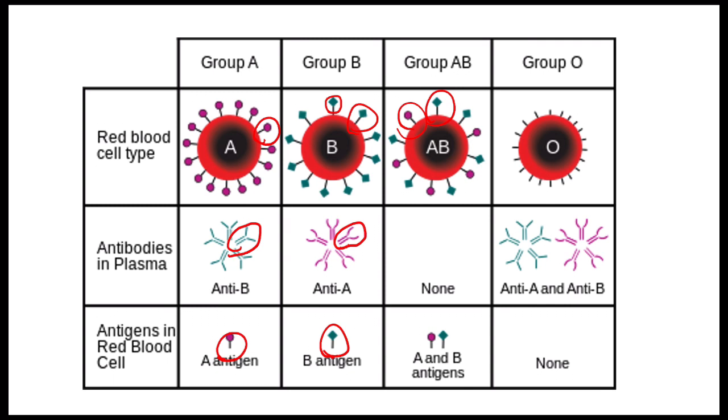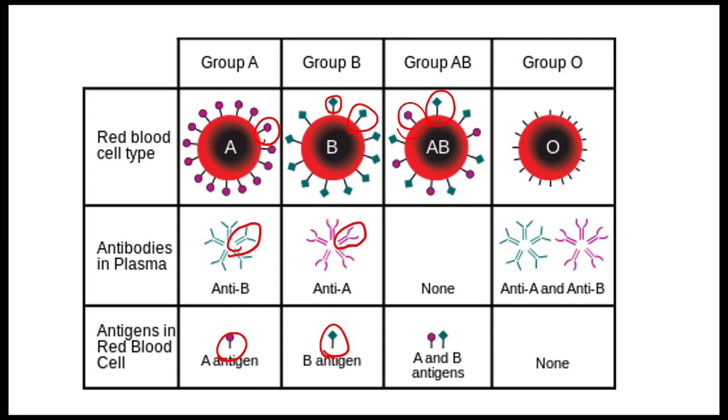So type O, we have no antigens present. You can see that on the surface, there are no receptors. But we do have anti-A and anti-B antibodies present in the plasma. So it will attack either blood type if you're donated. So it will attack A, B, and AB blood.